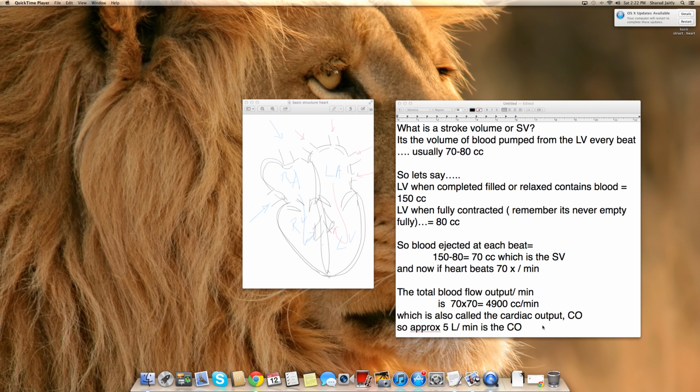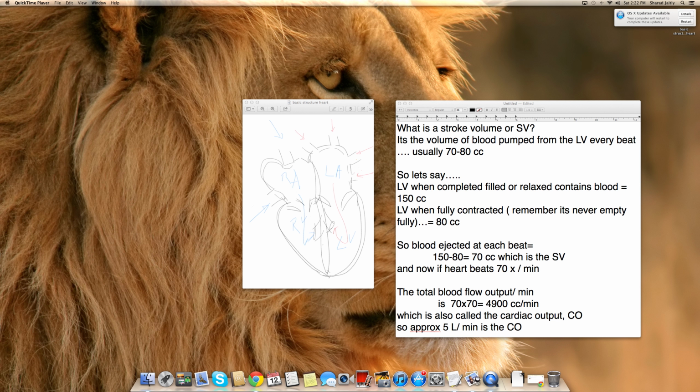So cardiac output is defined as the amount of blood that's pumped out from the left ventricle per minute. And stroke volume is the amount of blood that's pumped out per stroke or per beat. So you've learned stroke volume, you've learned cardiac output in this section. Thank you for the attention, and what a fascinating organ.